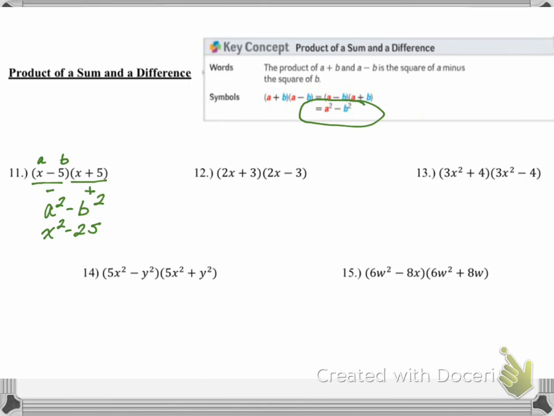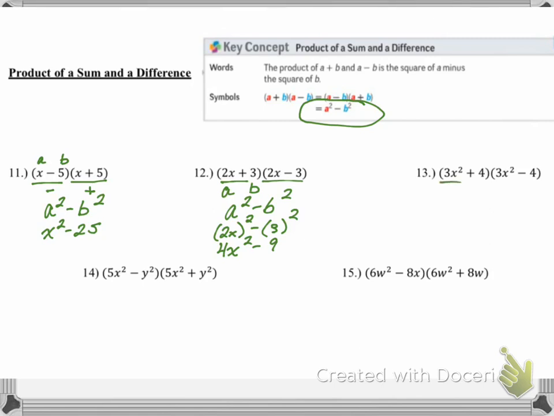So then in number 12, again, I identify that they're the same. One's plus and minus. 2x is the a, and 3 is your b. So I use the formula a squared minus b squared. If a is 2x and b is 3, then that leaves me with 4x squared minus 9. So hopefully at this point you're kind of like, oh, I get this. I can probably try the next one on your own or on my own. So why don't you go out and do that?